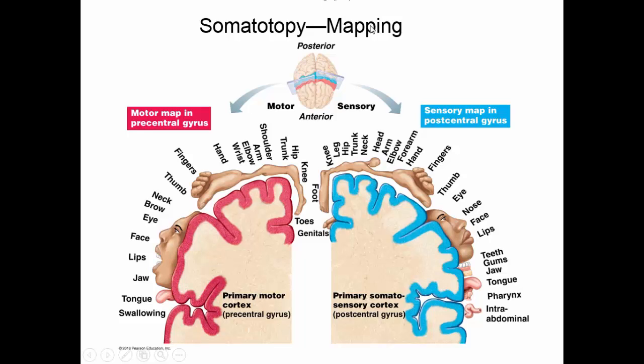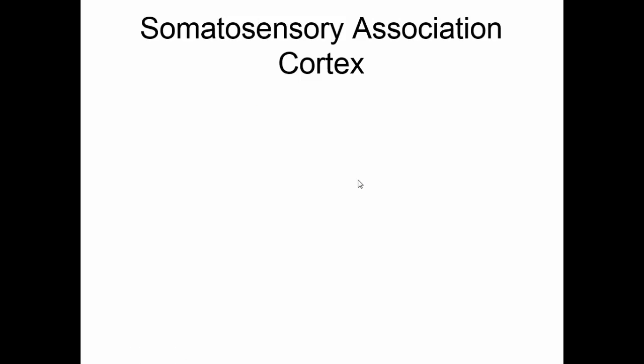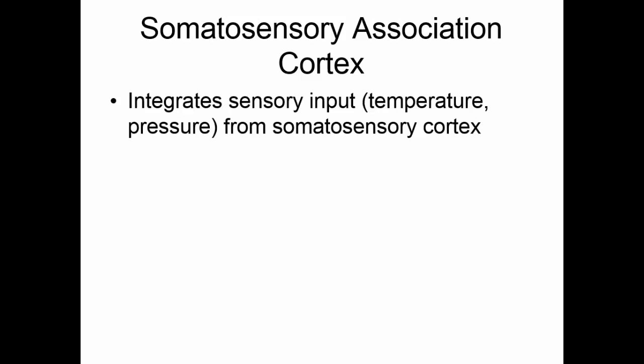So going back to our map, here is the sensory cortex in the postcentral gyrus, and you can see areas where we have very fine sensation, like our face. We have a big chunk of the brain devoted to that. Our hand, another area, but our trunk, not so much so. The somatosensory association cortex helps integrate sensory input, things like temperature and pressure that come from the somatosensory cortex.